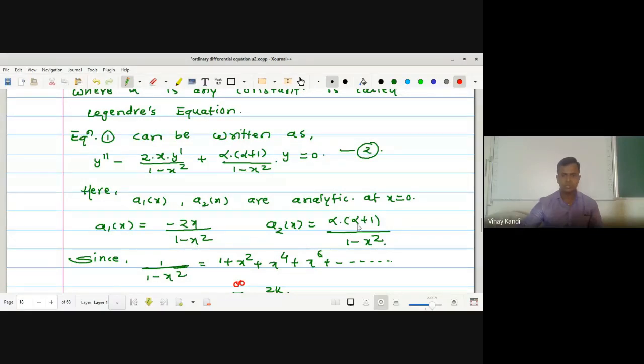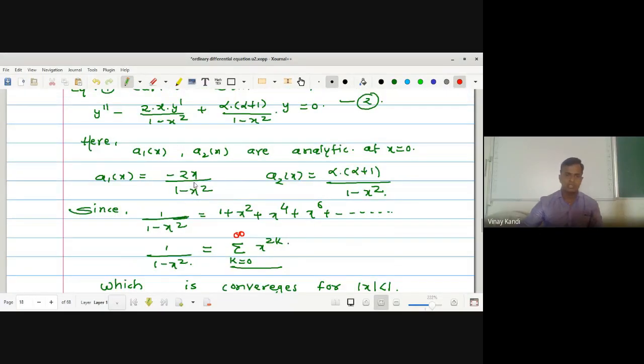What is a2? This one. Okay, so this function, what is your given function? It is an analytic function. Hence we only have to check whether it is analytic or not. If a1 is analytic, a2 is analytic, then the solution phi of this differential equation is also an analytic function. Okay, so the solution also we can write in the form of power series expansion.